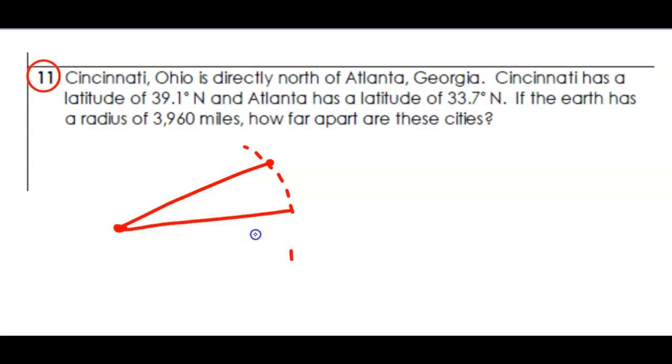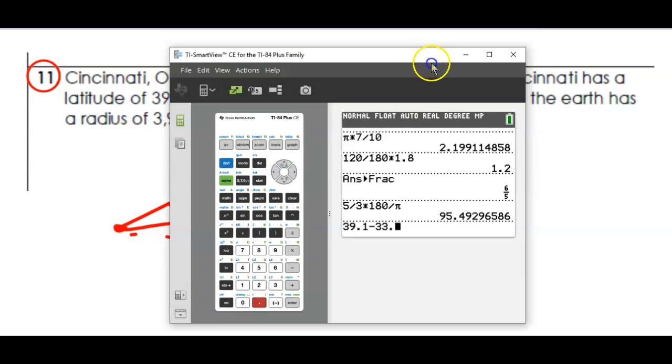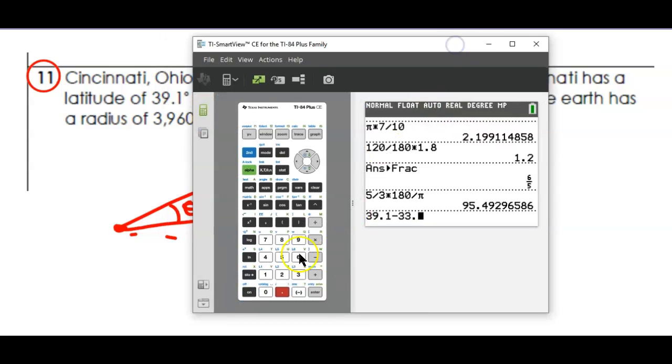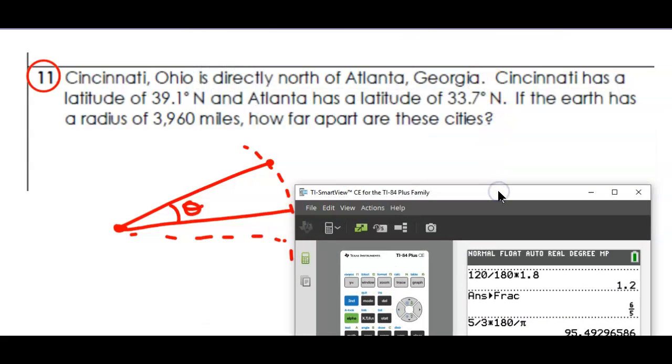So we'll say north of the equator was down here, the equator. This one was north 33.7. This one was north 39.1. So the angle in between here is the difference in those in degrees. That's why I didn't give you this one, because it's kind of tricky. Did I type that right? Oh, my 7 didn't work. There we go. 5.4 degrees.